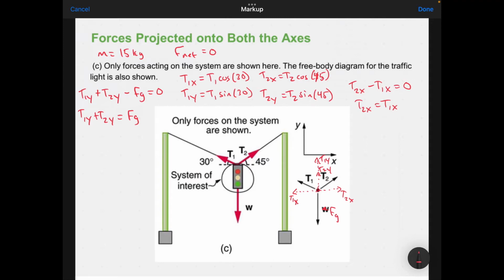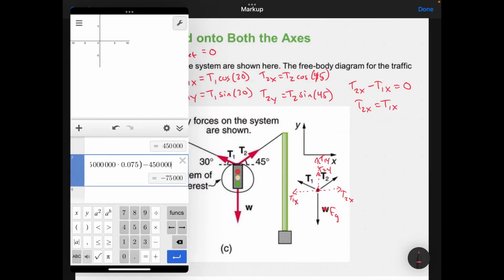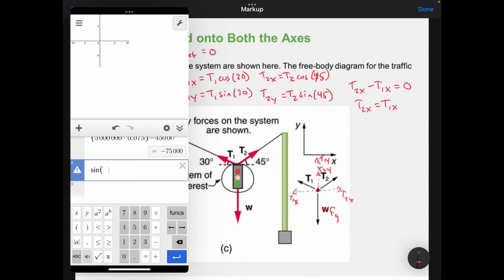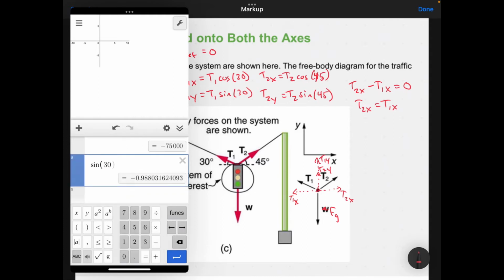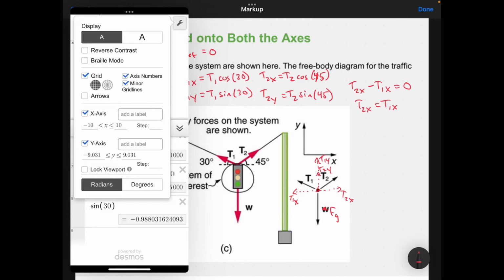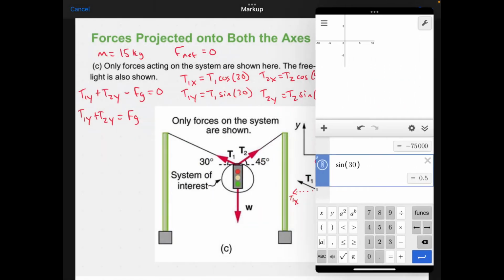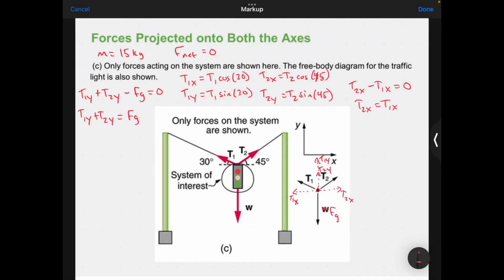Now, since we're still kind of new to sine, cosine, and tangent, you might not know, but one of these comes out nice and pretty. Helps if your calculator's in the right mode, though. Sine of 30 is 0.5. So we're going to use that to our advantage as well. So T1Y is really 0.5 T1.